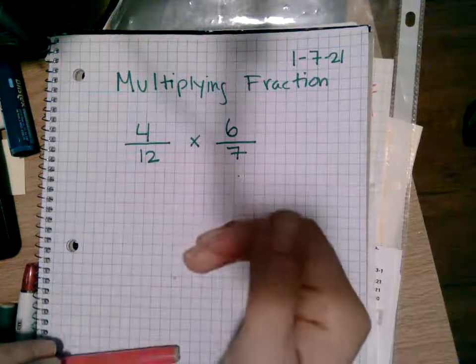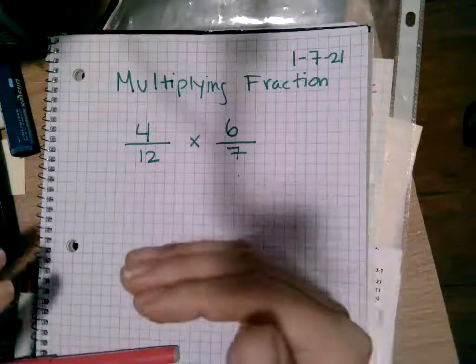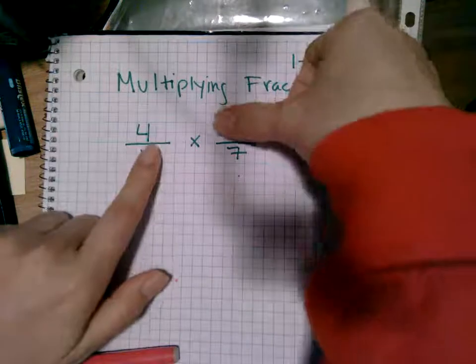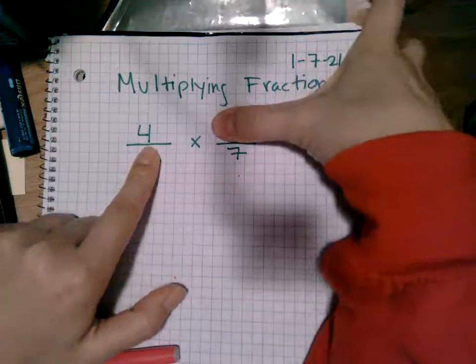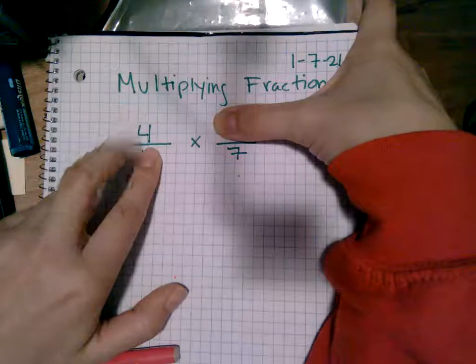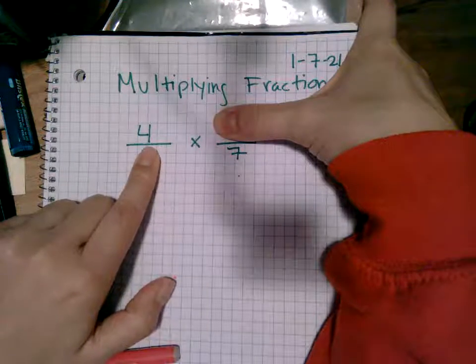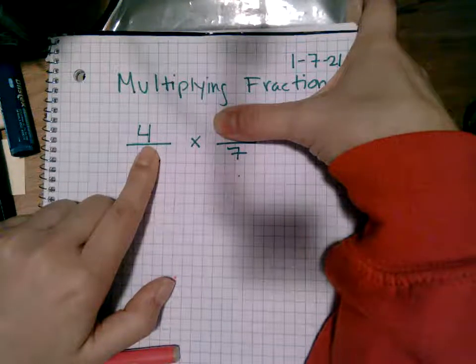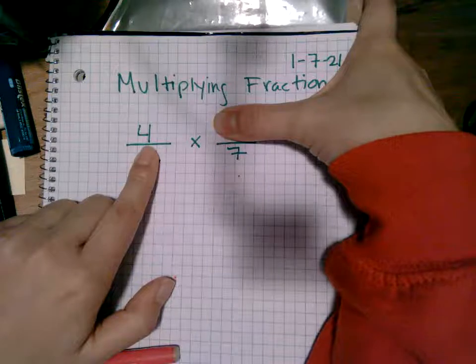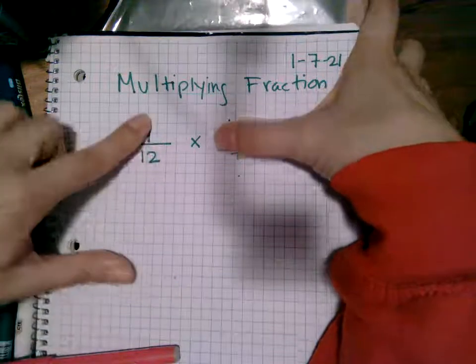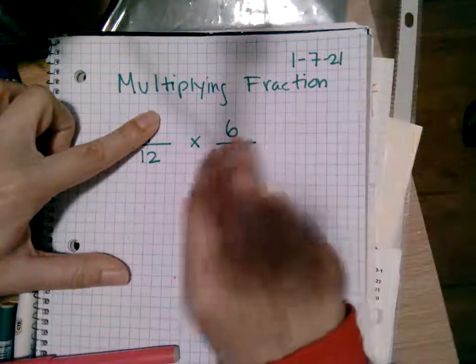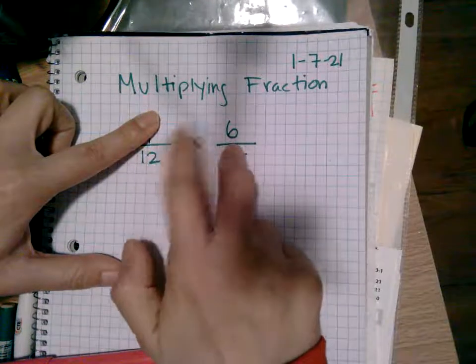You have to simplify the corners, the opposite corners. So you have to go like this. Okay, so you see I'm covering up the corners. So I'm looking at the 4 and the 7. Do 4 and 7 have anything in common that we can simplify by? And the answer is no. So then I move my fingers over. And it's the diagonal corners, the diagonal corners.